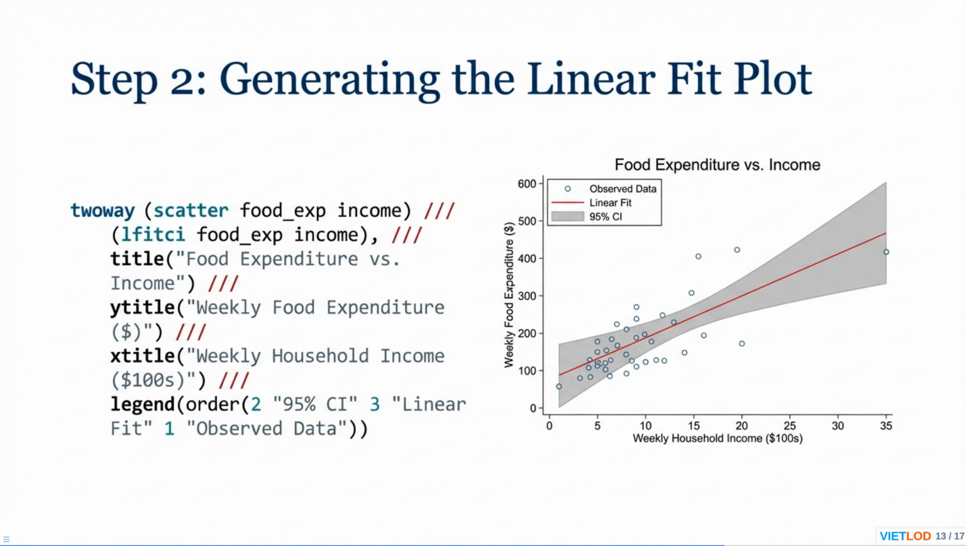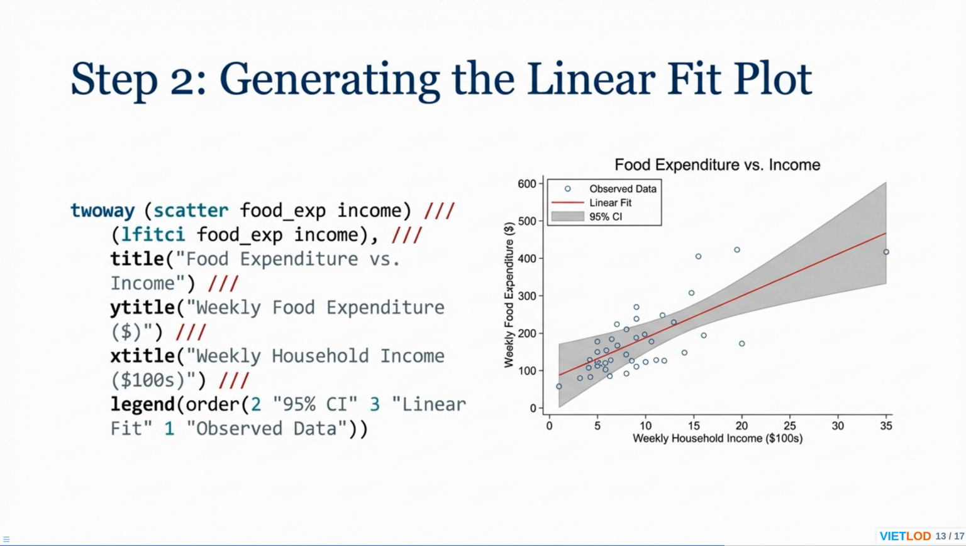Now that our data is prepared, let's look at the complete Stata code to generate this publication quality graph. We use the twoway command to combine both a scatter plot of our raw data points and the lfitci command, which adds the linear fit line and its 95% confidence interval. After the primary commands, we apply several crucial options to enhance the graph's readability and professionalism.